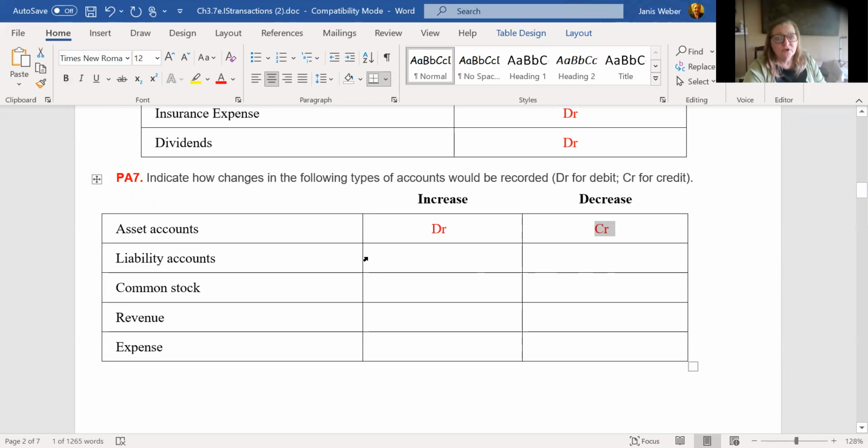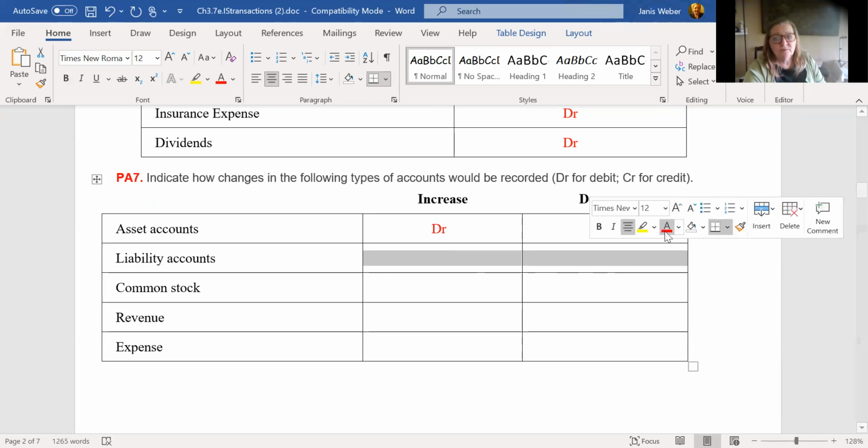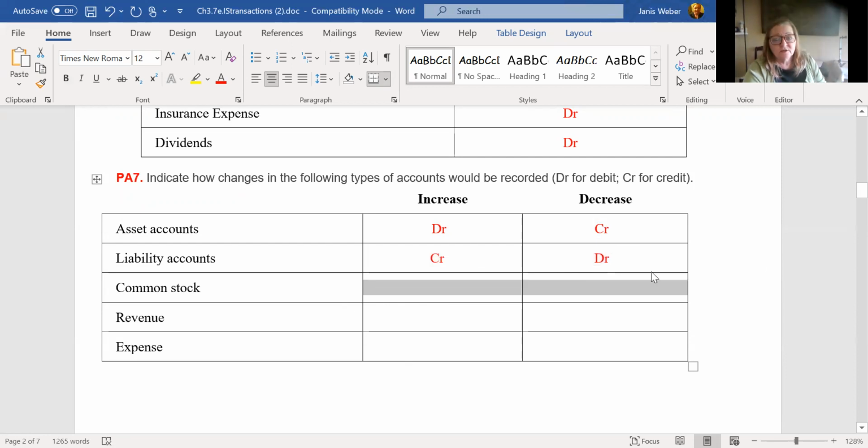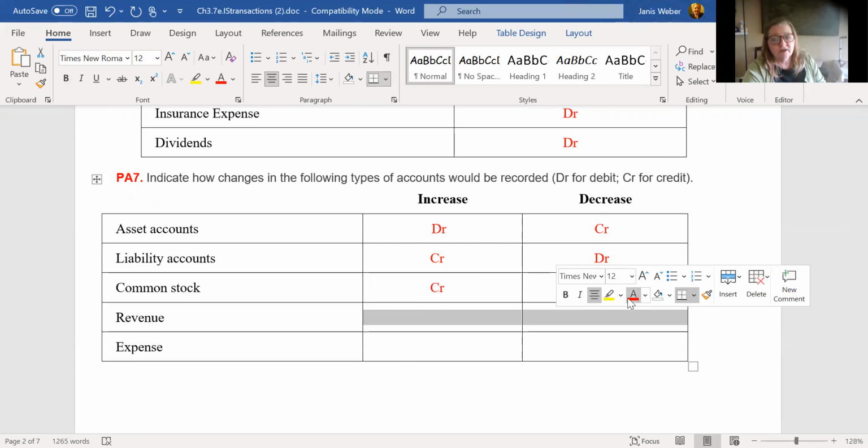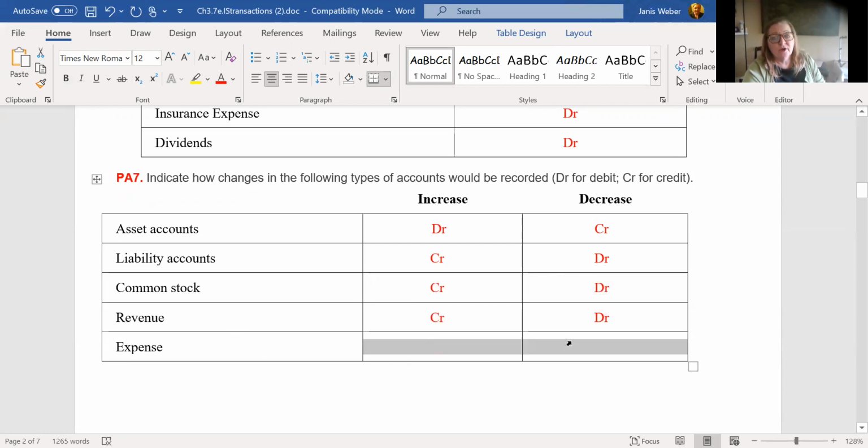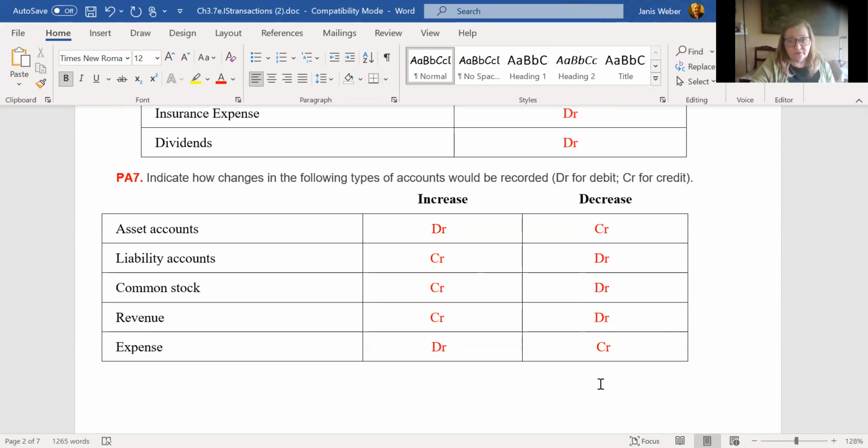Liability accounts increase with a credit, so decreasing it would mean it was a debit. Common stock increases with a credit, so decreasing it would be a debit. Revenue increases with a credit, so that means decreasing it is a debit. Expenses increase with a debit, so decreasing it is a credit. So once you know how to decrease an account, you automatically know the other one because obviously it's just a reverse.